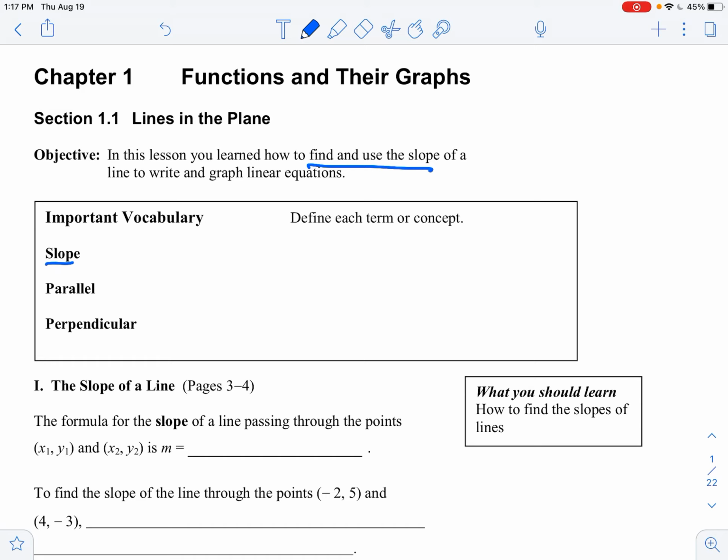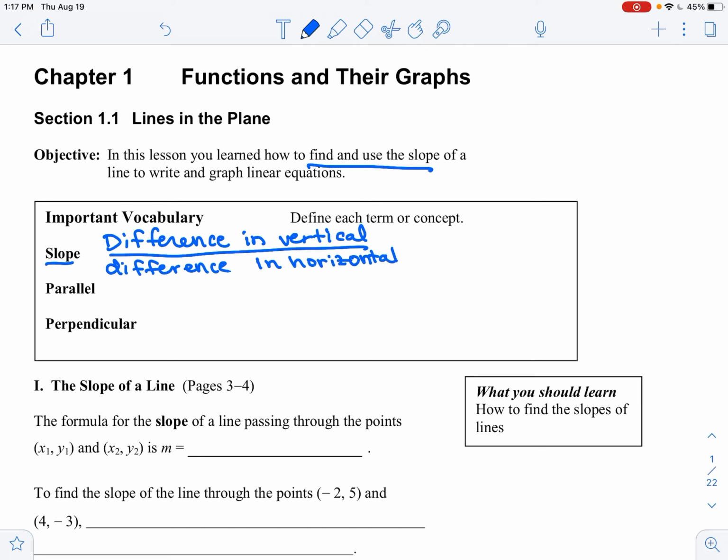If you remember correctly, a slope is the difference in the vertical change divided by the difference in the horizontal change in a line. Okay, if you remember correctly, you might have called it the rise or the change in up and down over the run, the change in side to side.